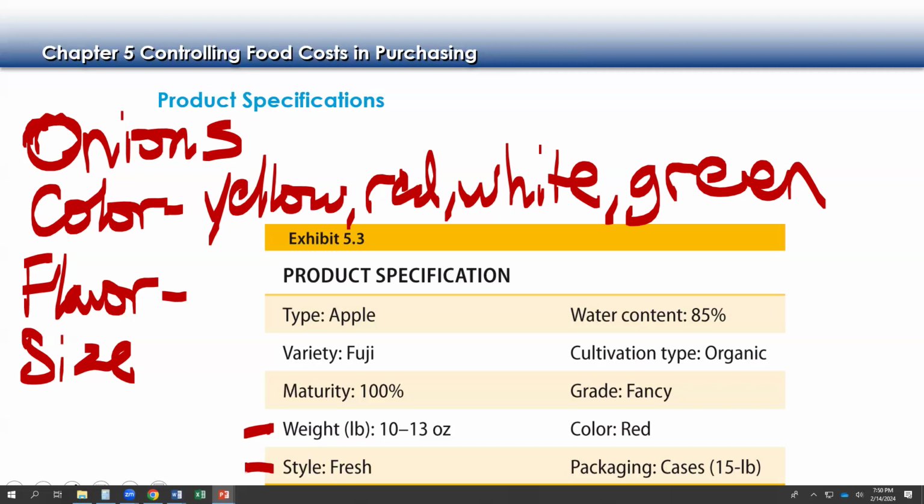The quantity typically refers to how much it is. So that could be 20 pounds of onions, could be 25 pounds or 50 pounds of onions. Okay, so the quantity is typically how much we are going to purchase. And what determines the quantity that we need? What's that? What we're making, right?